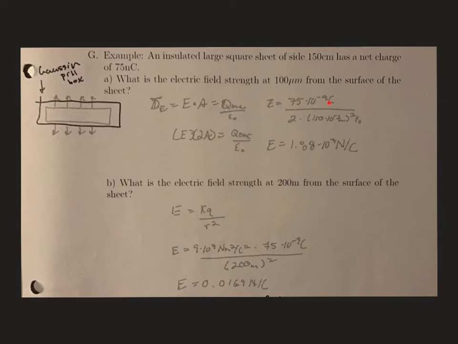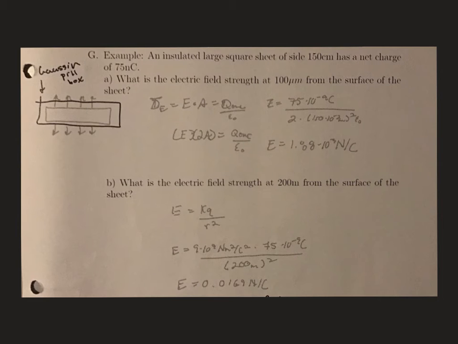I plugged in the charge, which was given in the problem, 75 nanocoulombs, or 75 × 10⁻⁹ coulombs, divided by 2 times the area, and the area would be 150 centimeters by 150 centimeters. Convert that into meters. I encourage you to convert to meters before you square it, and then times the electric constant. So that gives me an electric field strength of 1.88 times 10 to the 3 newtons per coulomb.